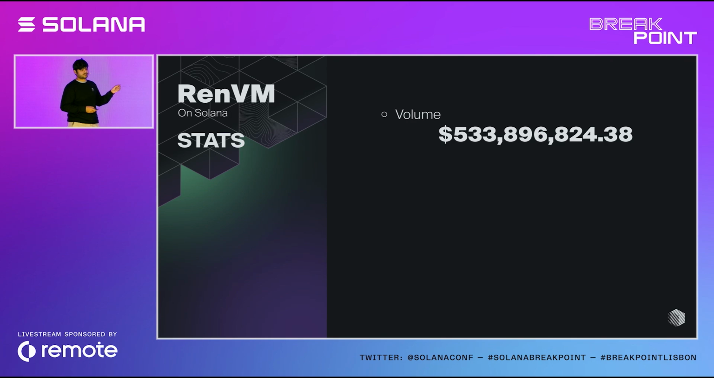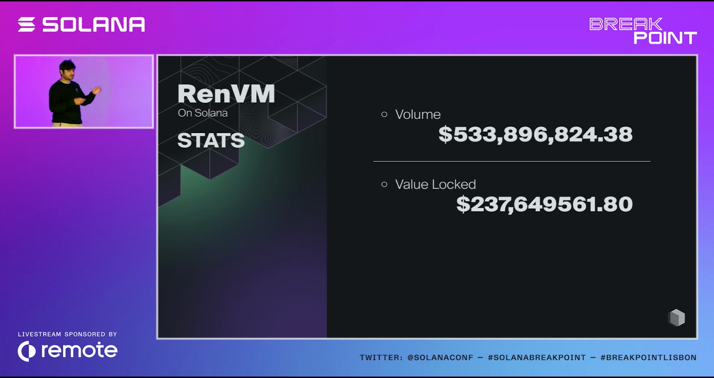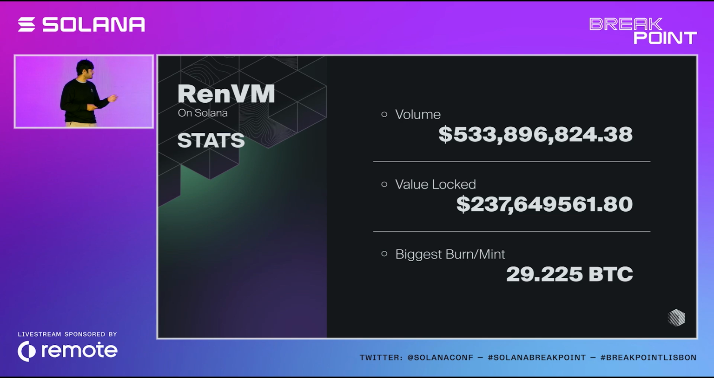After we launched on Solana, around 5 months ago, we've had close to $500 million worth of volume. The total value locked which has been bridged to Solana is mostly BTC, but also a lot of Luna and these tokens. The total value locked right now is close to $250 million, and the biggest mint amount was close to 29 Bitcoin.